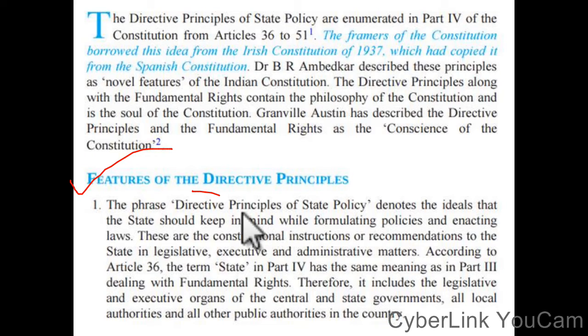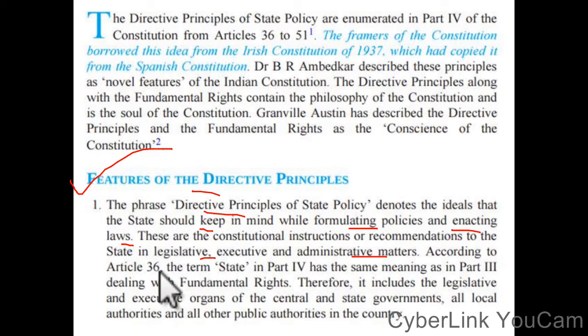Features of the Directive Principles. The phrase Directive Principles of State Policy denotes the ideals that the state should keep in mind while formulating policies and enacting laws. These are the constitutional instructions or recommendations to the state in legislative, executive, and administrative matters.